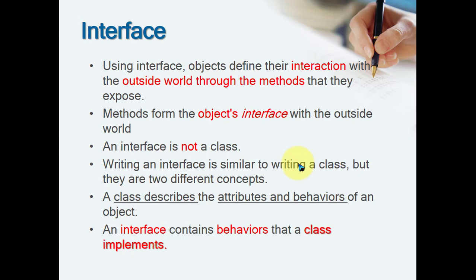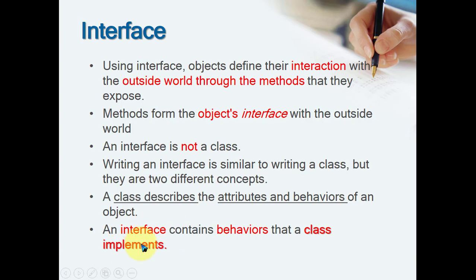We can create an object of a class, but we cannot create an object of an interface because abstract things are available inside the interface. Another difference: a class describes the attributes and behaviors of an object. That means we are providing the implementations in the methods, and an interface contains only behaviors that a class implements. That means in an interface we are only declaring the methods, and those methods we have to implement inside the class.